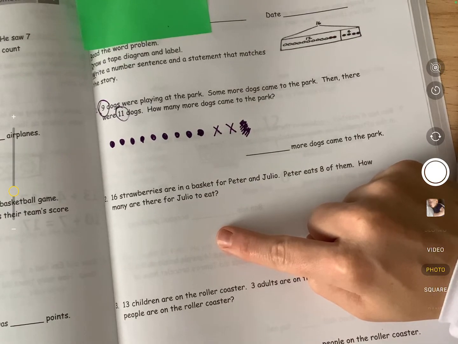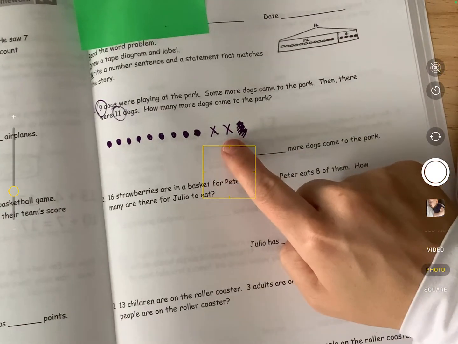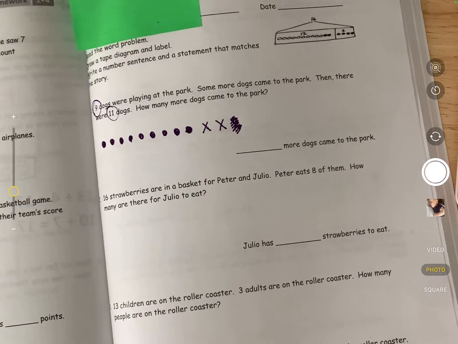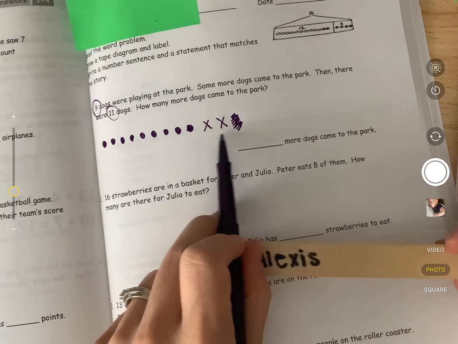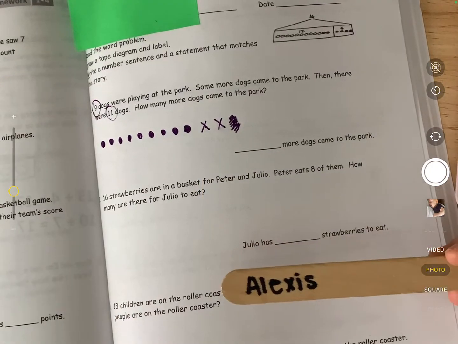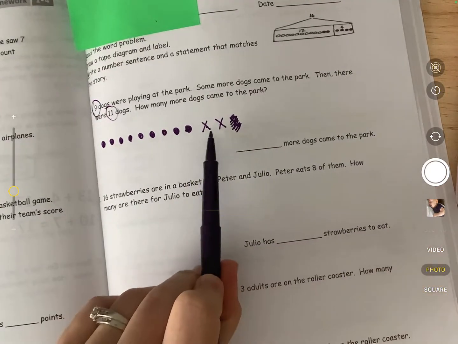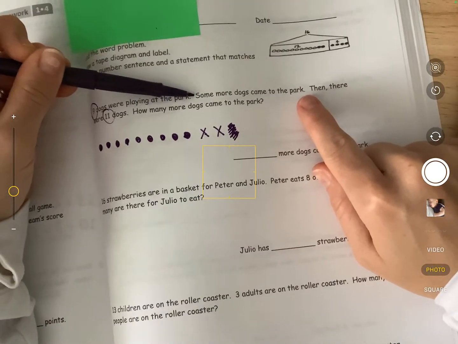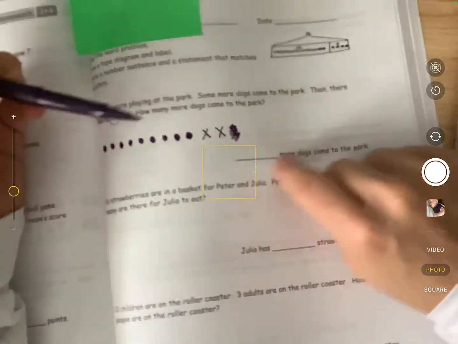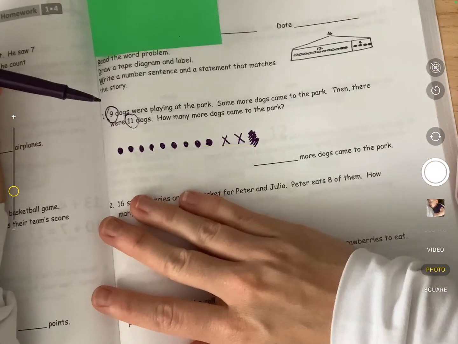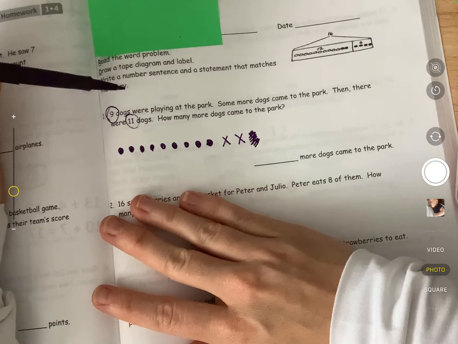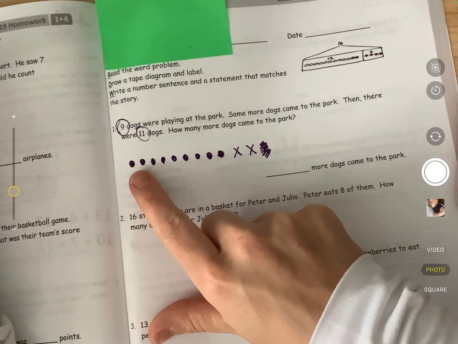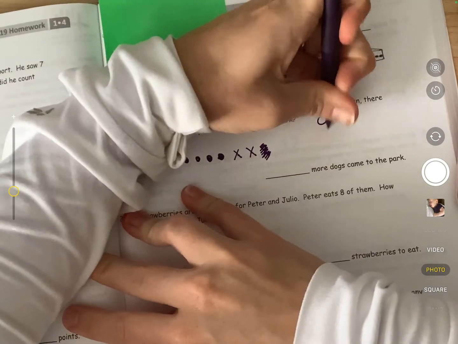So we just figured out how many more dogs came to the park. How many X's do we have? I'm pulling a stick. Alexis, how many X's are there? There's 2. 1, 2. That's how many more dogs came to the park. So first we need to write our number sentence. So I had how many to start with? 9, right? 9. I'm going to write my number sentence over here.